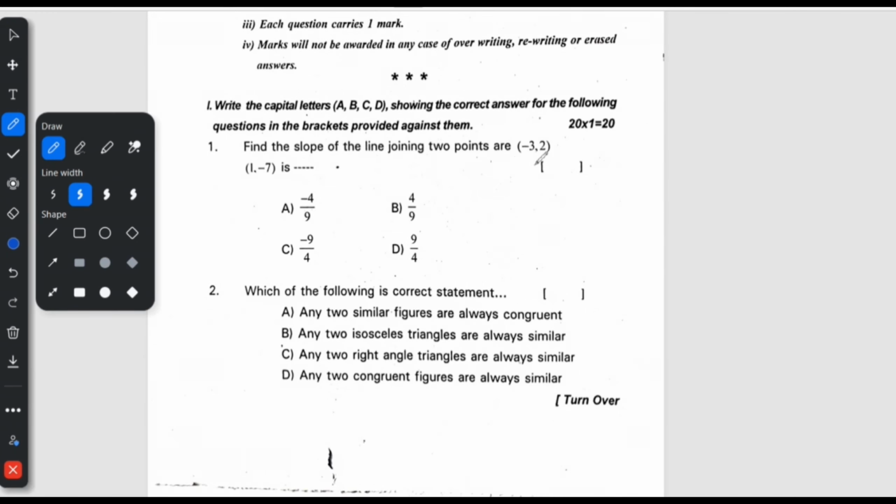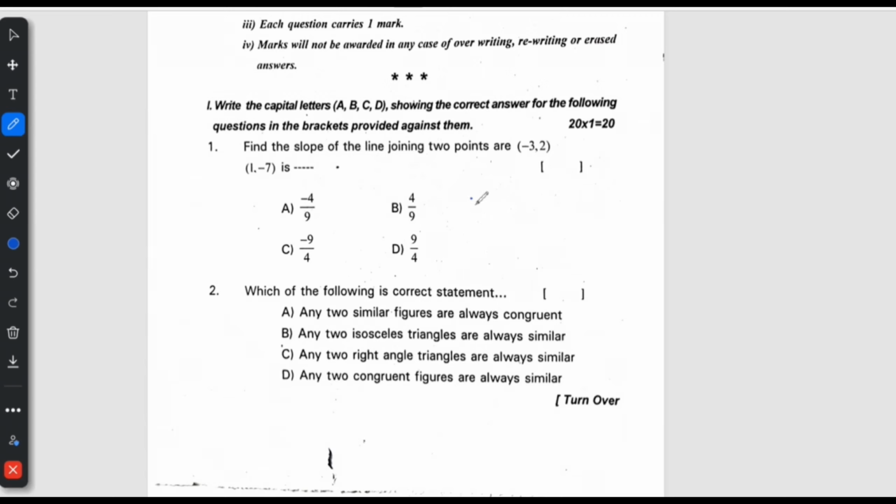Find the slope of the line joining the 2 points (-3, 2) and (1, -7). We know the slope formula is (y2 minus y1) over (x2 minus x1). That will be (-7 minus 2) over (1 minus (-3)). That means -7 minus 2 is -9, over 1 plus 3, which is 4. So option C is the correct one.